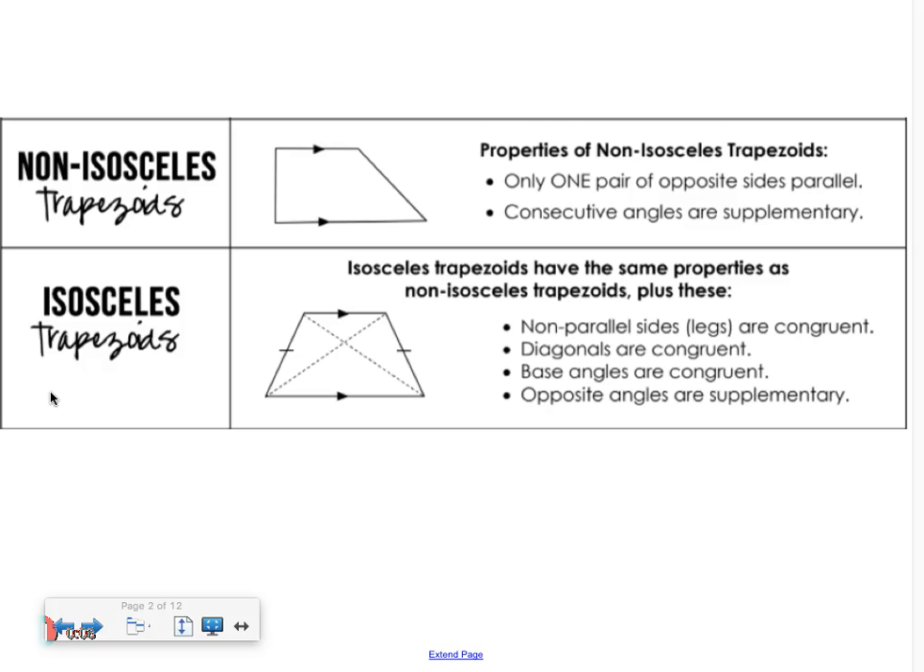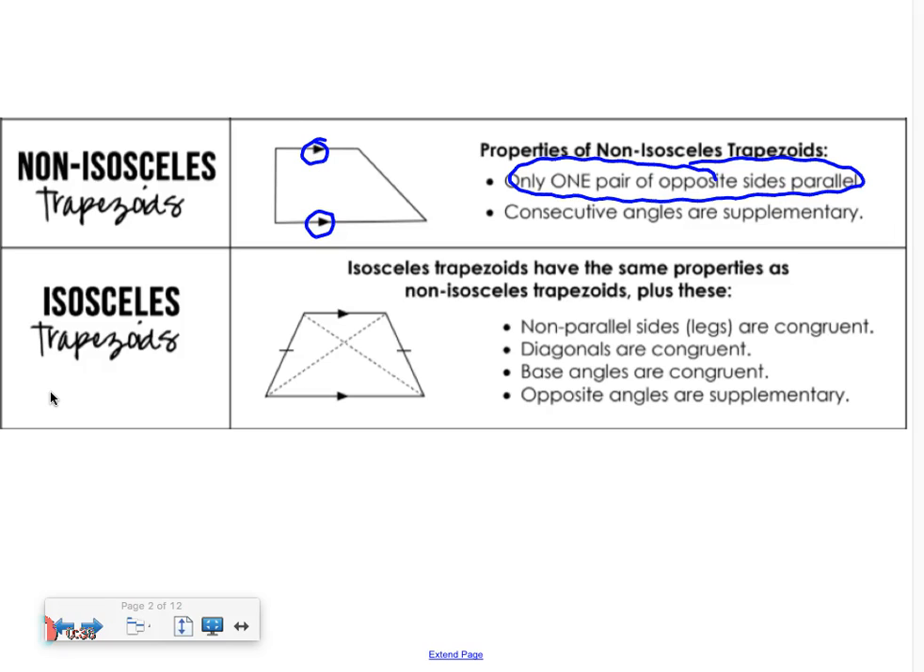Okay, so there are two types of trapezoids. Non-isosceles, which I would just call a trapezoid, and then an isosceles trapezoid. What you need to know about trapezoids and what makes them a trapezoid: it's a four-sided figure, a quadrilateral. But the key thing is it only has one pair of opposite sides that are parallel. So as long as you know that two sides are parallel, it's a trapezoid.